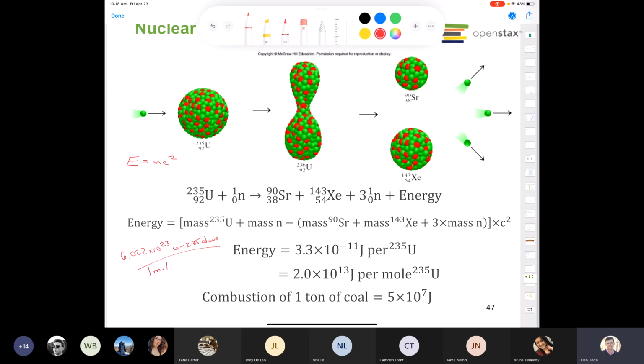So what if we had a mole of those? We take this number, we multiply it by Avogadro's number, and what do we get? 2.0 times 10 to the power of 13 joules per mole. Okay, that is a lot of energy, my friend.